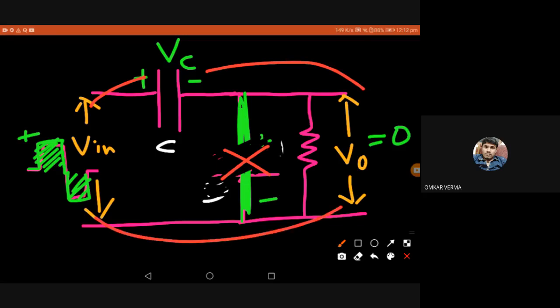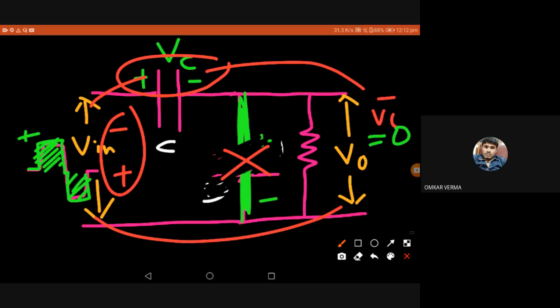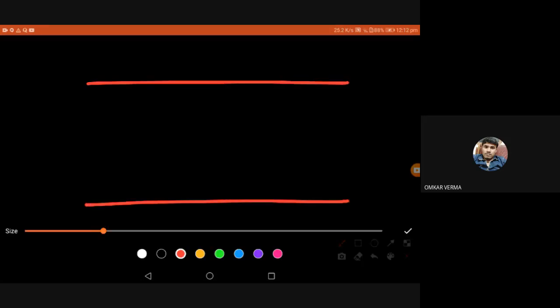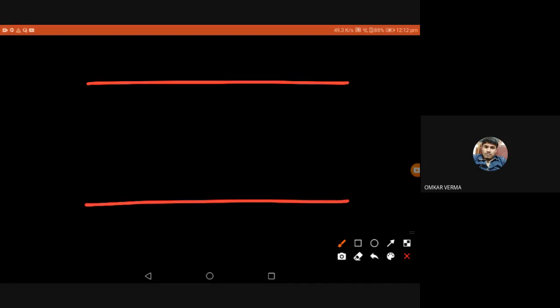We can see in the negative phase, V in is like plus and minus. You can see this plus and minus and this plus and minus, VC will be added together and we'll get minus VC plus V in as the output, right? Negative level. So you can see what the output of this circuit which we had drawn just now is. The input will be like this. This is your input.